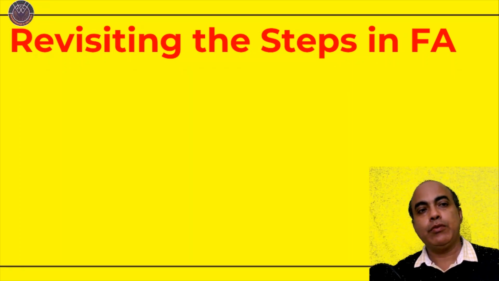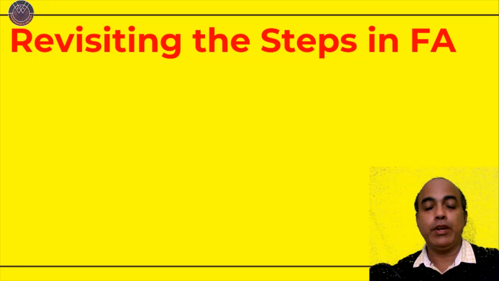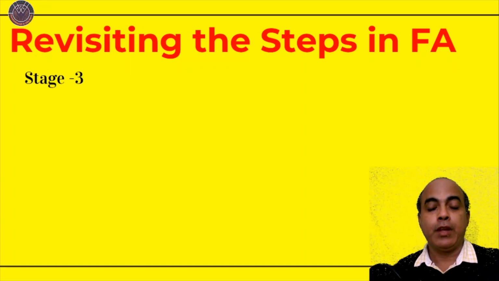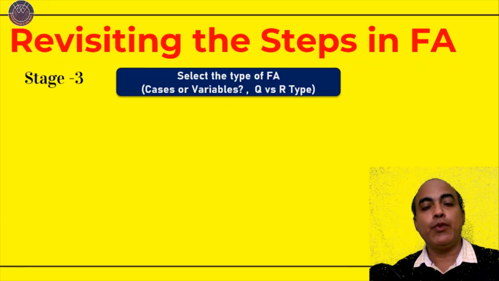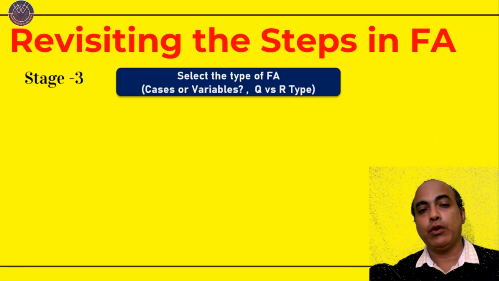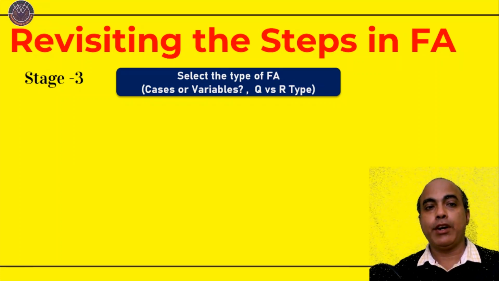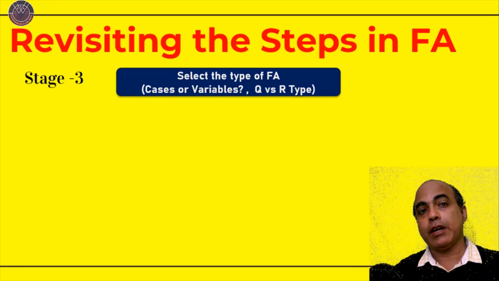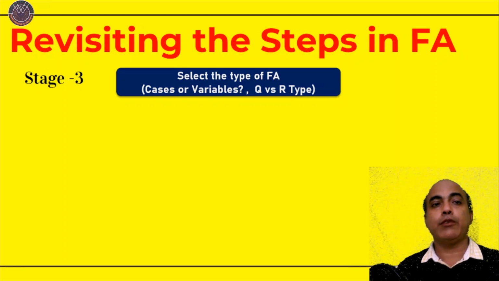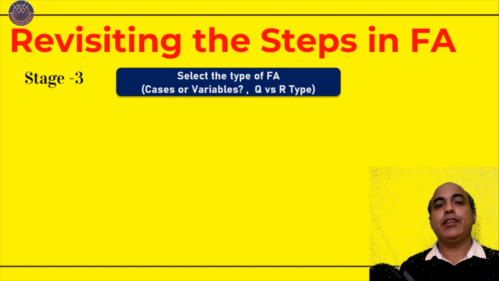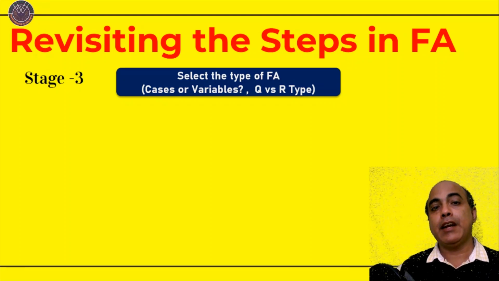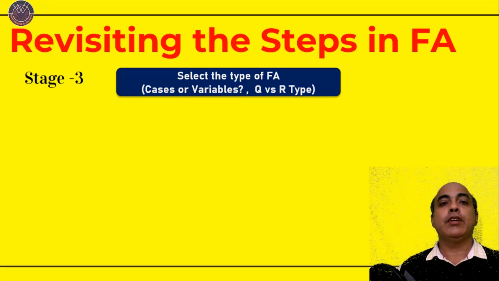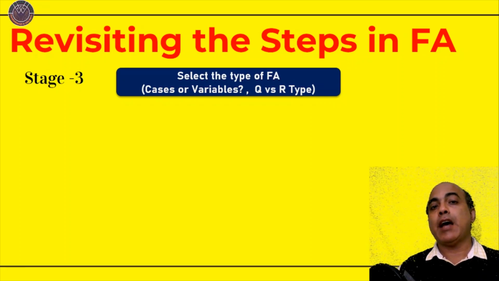After going through steps 1 and 2, we go to the next step, step 3. First, here we decide which type of factor analysis we are going to perform: exploratory factor analysis or confirmatory factor analysis. Basically, here I am trying to talk about which type of factor analysis, in connection with our approach towards understanding the relationship among the variables. There are basically two types of factor analysis approaches. One is the Q type of approach and the other is the R type of approach.